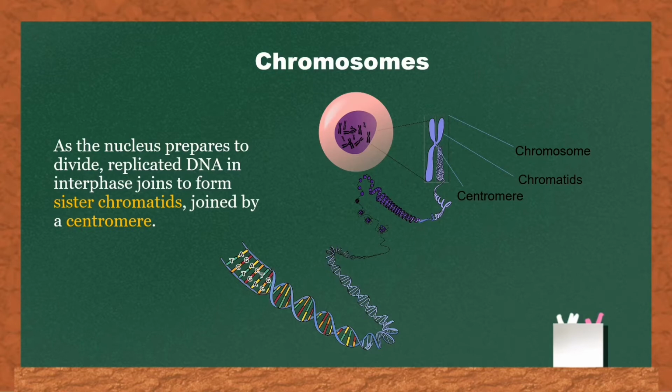You can clearly see here there is a chromosome, and then you can see also there is a chromatid. And also at the center of it, it is called a centromere. Okay?